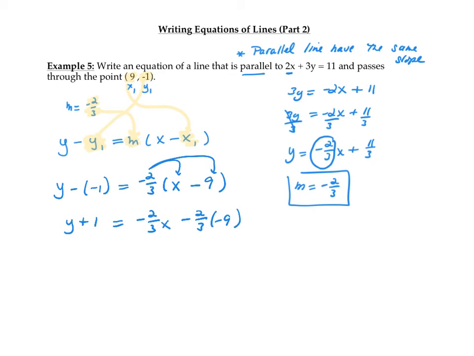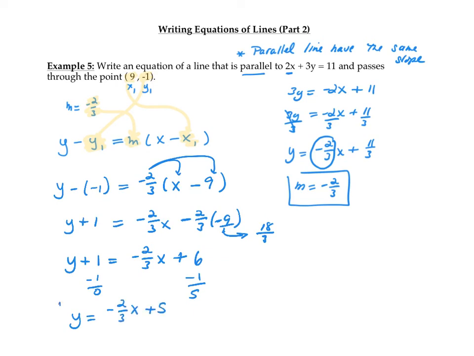Okay, so when I do that, I'm going to keep this y plus 1 for a second. Negative 2/3 x. A negative times a negative is a positive. And 2/3 times 9 simplifies to be positive 6, because it would become 18 over 3, and 18 divided by 3 is 6. Finally, subtract 1 from both sides to get 5. And we have y equals negative 2/3 x plus 5. Okay.